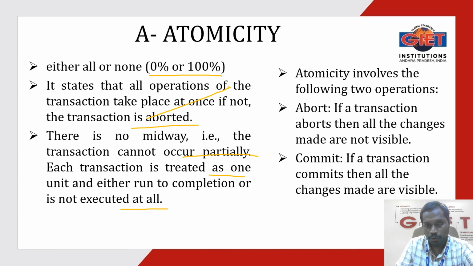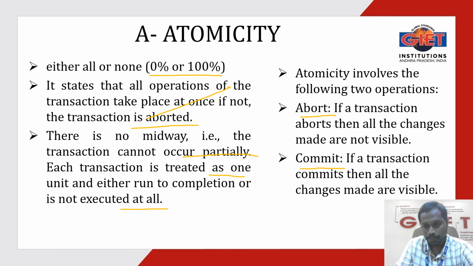Now atomicity involves two operations, as I told you: abort and commit. Abort is used if, in the middle of a particular set of operations, there is a failure in hardware or software or the system crashes. Whatever may happen, you have to use the abort option to redo or roll back to the initial position. And commit: if the transaction is committed, the changes are permanent, persistent forever, and visible to all the users anytime. So this is all about the atomicity property.